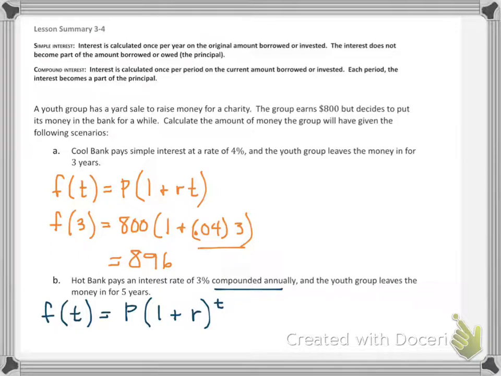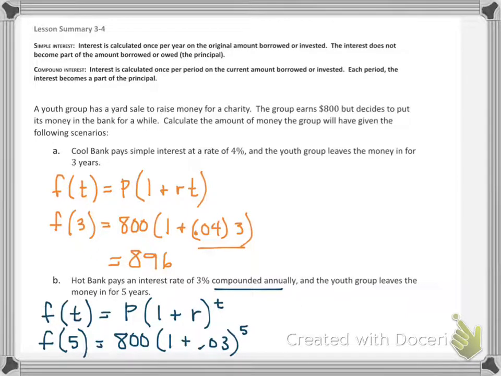And in order to calculate, in this case, it's going to be 5 years at 3%. So we're going to fill in what we know. So 5 years, so that's t equals 5. The principal is still $800 times 1 plus the rate, which was 3%, so that's 0.03. And that's raised to time, which was 5 years.